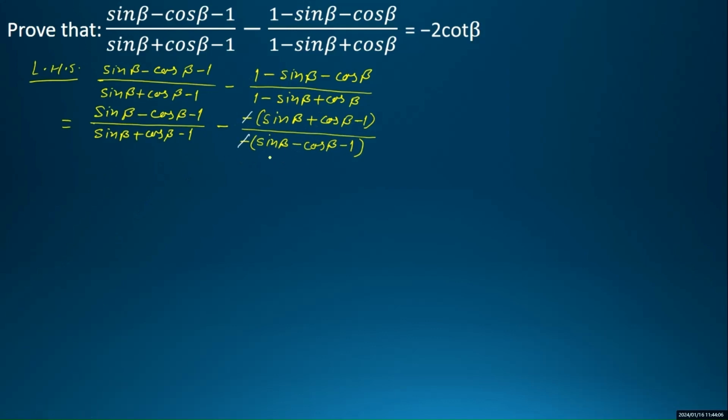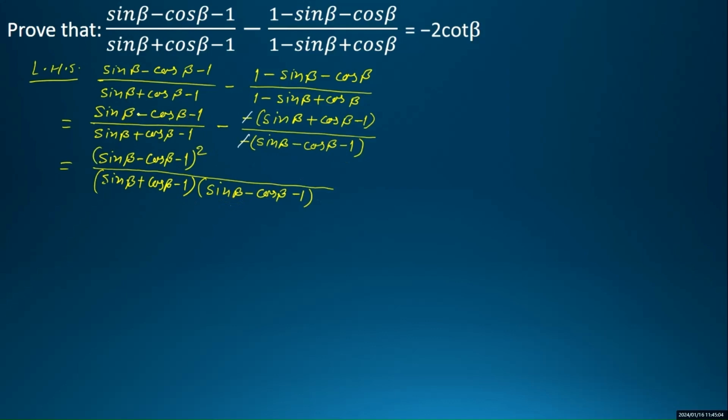Now let's take the LCM in the denominator. It will be sin beta plus cos beta minus 1 in one bracket, sin beta minus cos beta minus 1 in the next bracket. It is our LCM. Now after taking the LCM, we'll multiply sin beta minus cos beta minus 1 and sin beta minus cos beta minus 1. It will be sin beta minus cos beta minus 1 whole square.